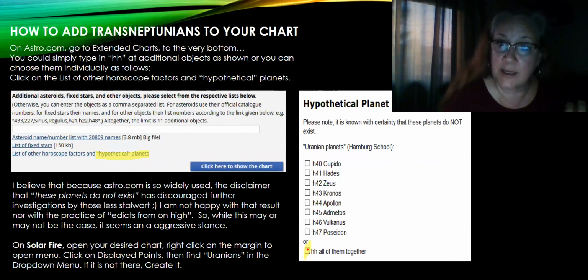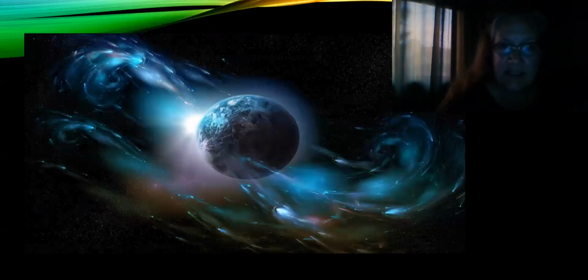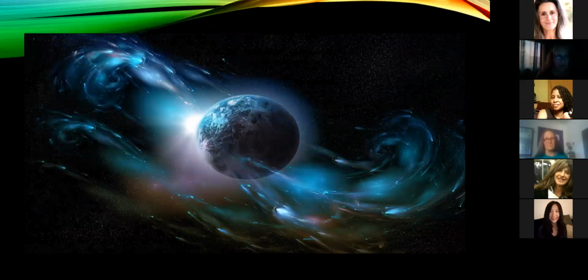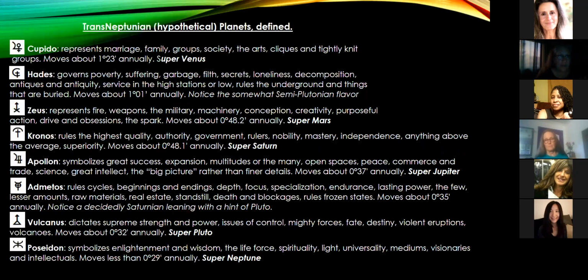It's not rocket science. I like this picture, so I threw it in there. I thought it kind of showed us an idea of things that might not really be there, but they have an effect anyway. Look at how beautiful. So these are the Trans-Neptunian hypothetical planets and their definitions, how they impact, how they will manifest, and these are the symbols for them.